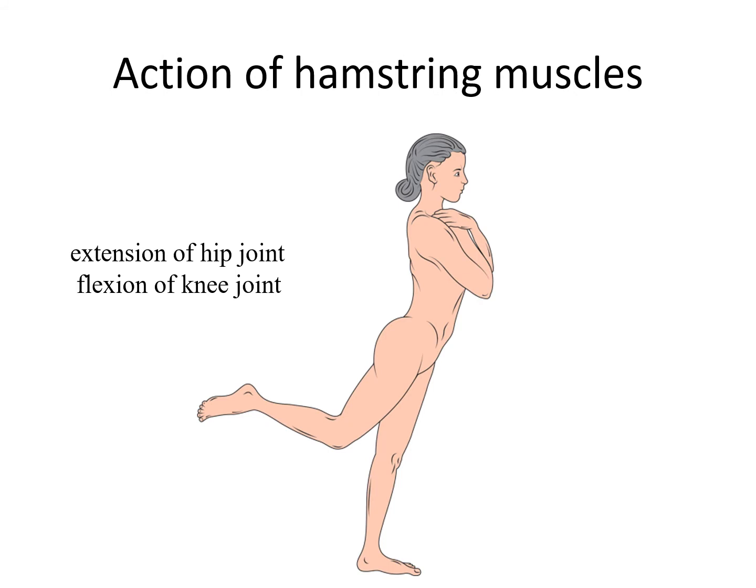So you see these hamstring muscles' action: extension of the hip joint and flexion of the knee joint, because they all arise from the ischial tuberosity. So it makes an extension at the hip joint, but its insertion is just below the knee joint, so it acts as a flexion of the knee joint. These are the actions of the hamstring muscles.